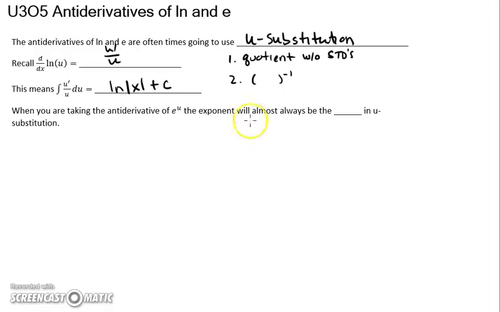Can't divide by 0. With e, when we're taking the antiderivative of e to the u, the exponent will almost always be the u in our u substitution. There are some exceptions to that rule, but most of the time that's going to be our u.